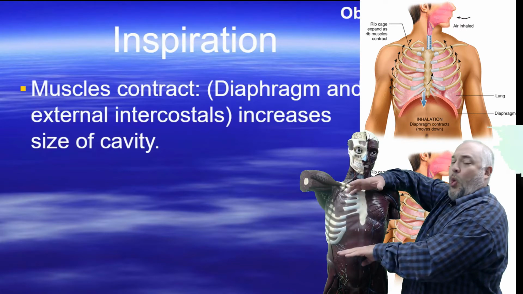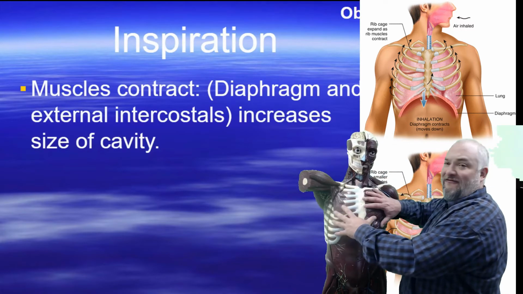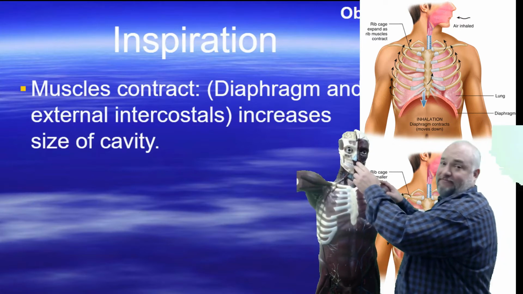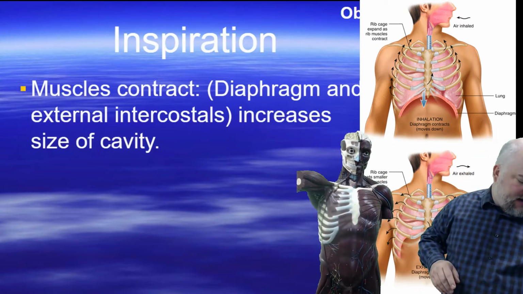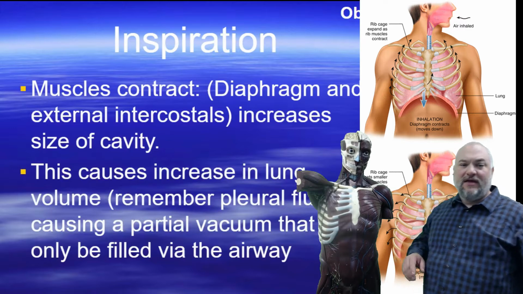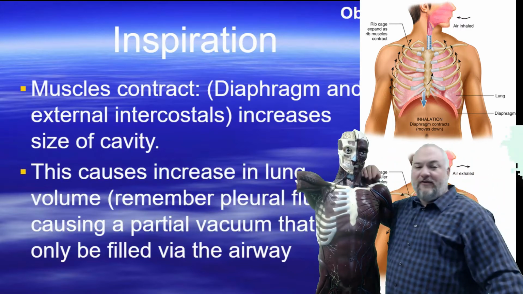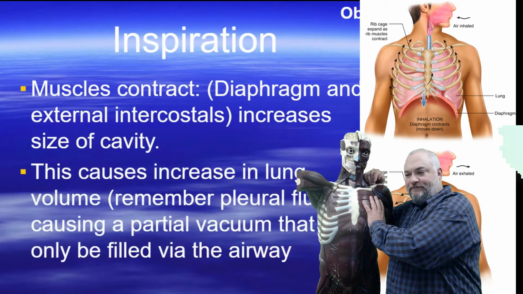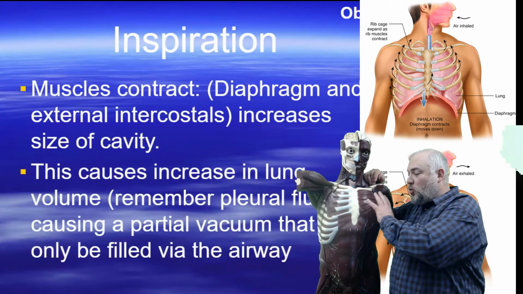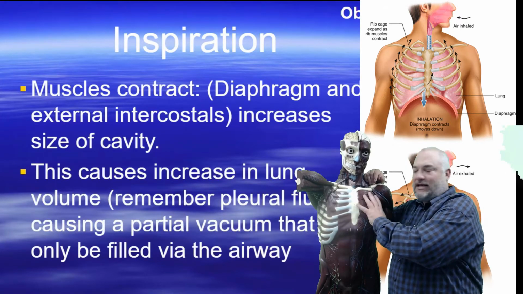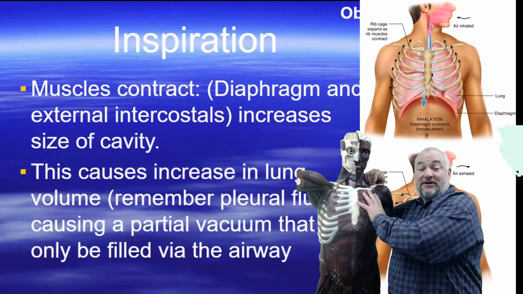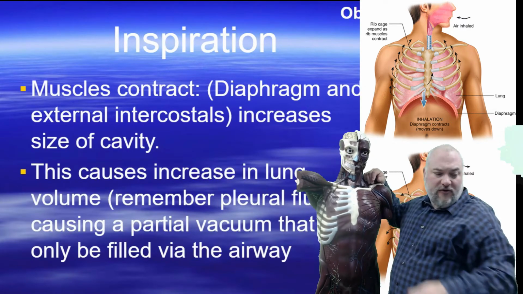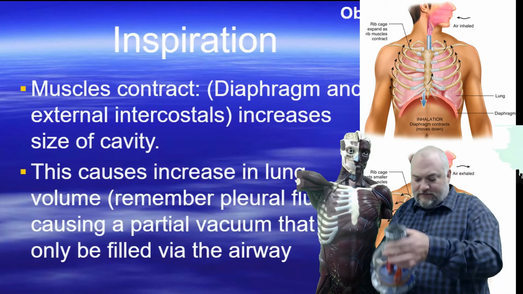That's inspiration. You're generating a vacuum in here, and the only way for air to get into that vacuum is through your airway. Unless, of course, you've got a pneumothorax, which you talked about last time. So like I said, that causes an increase in lung volume. Remember, the pleural fluid is what allows the lungs to go with it. It's kind of like a sticky fluid almost. It's not sticky, but it forms a suction cup-like seal that brings the lungs out, and it can only be filled via your airway.